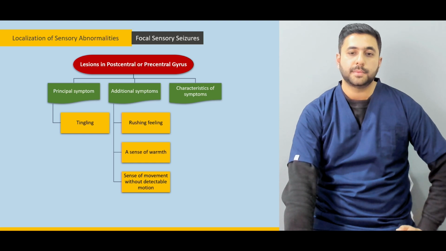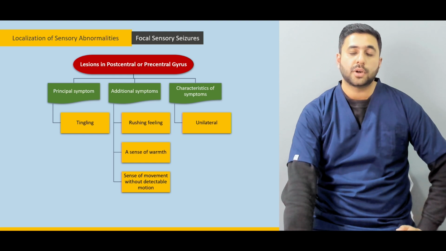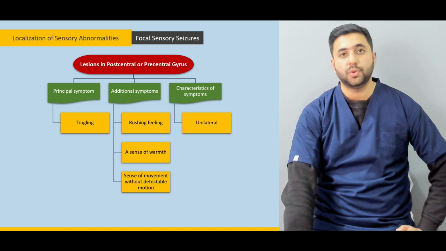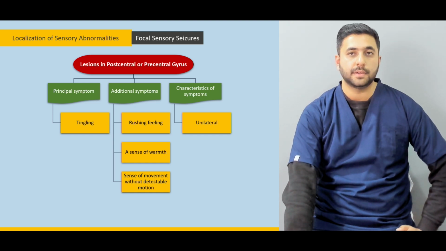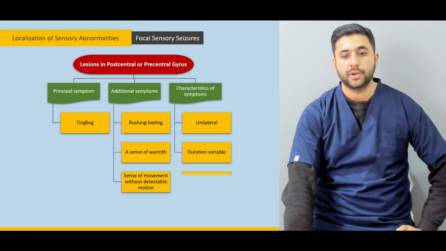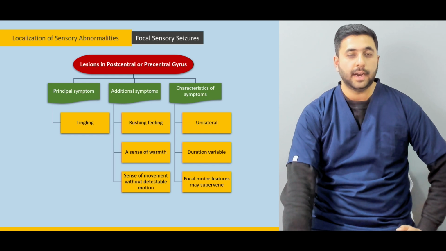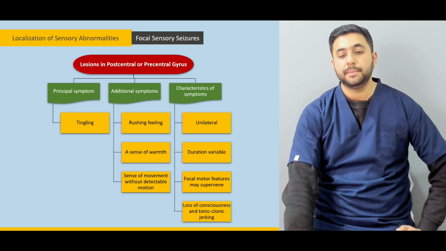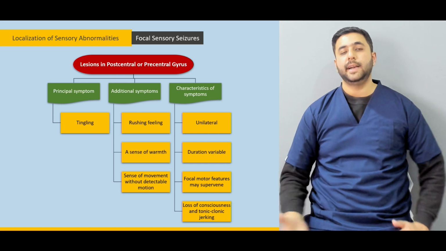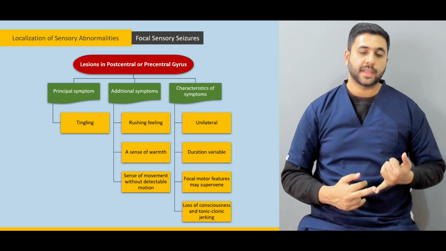Along with the additional symptoms, what are the generalized characteristics of symptoms which are important? The important thing is that these symptoms are generally unilateral, and this shows us that there is a problem on one cerebral hemisphere. The duration is variable. It can last for a long time, or it can be for a very small duration. And the focal motor features may supervene later on. One important thing is there might be a loss of consciousness and tonic-clonic jerking later on.